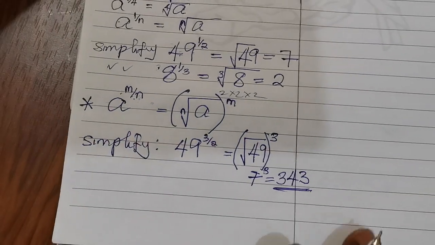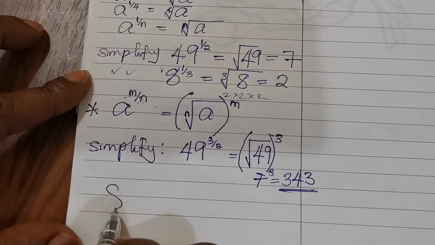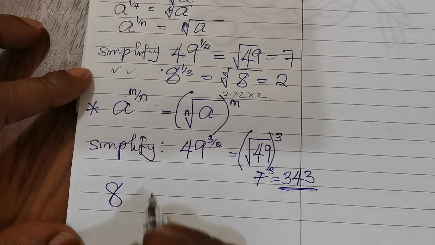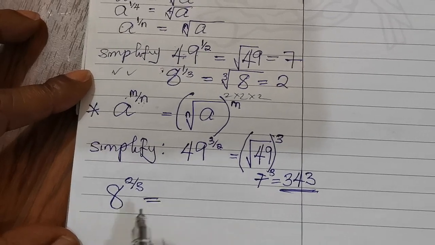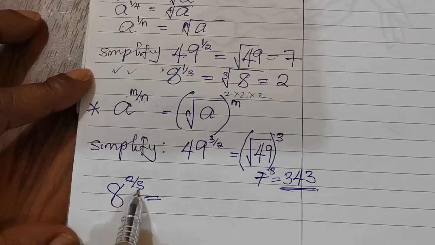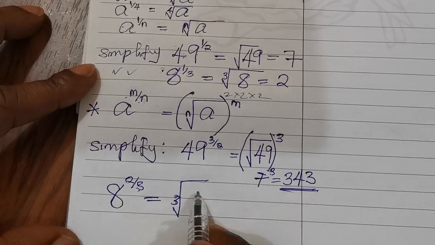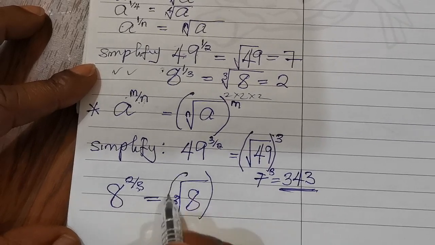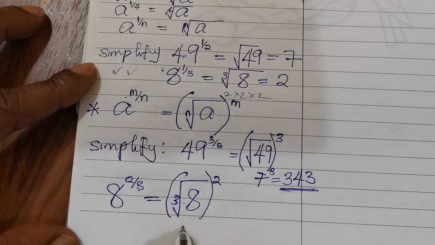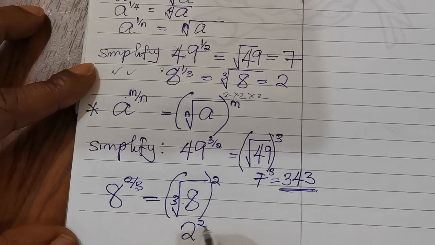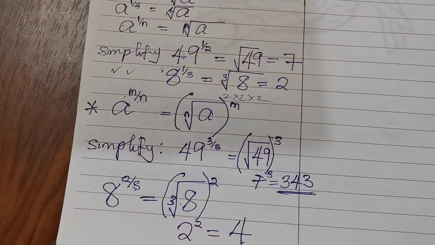In the same way, if we are asked to simplify 8 raised to the power 2 over 3, we always know denominator is the root. So since it's 3, I am looking for the cube root of 8. Then numerator is the power 2. The cube root of 8 is 2, and we have 2 squared. So 2 squared is 4. So that is how we find that type.